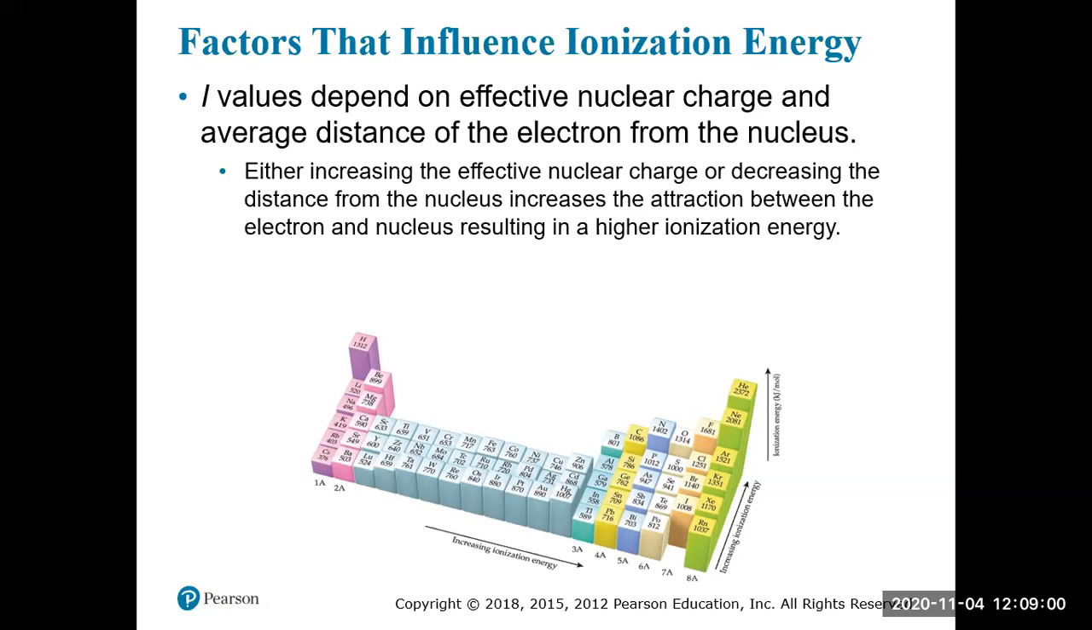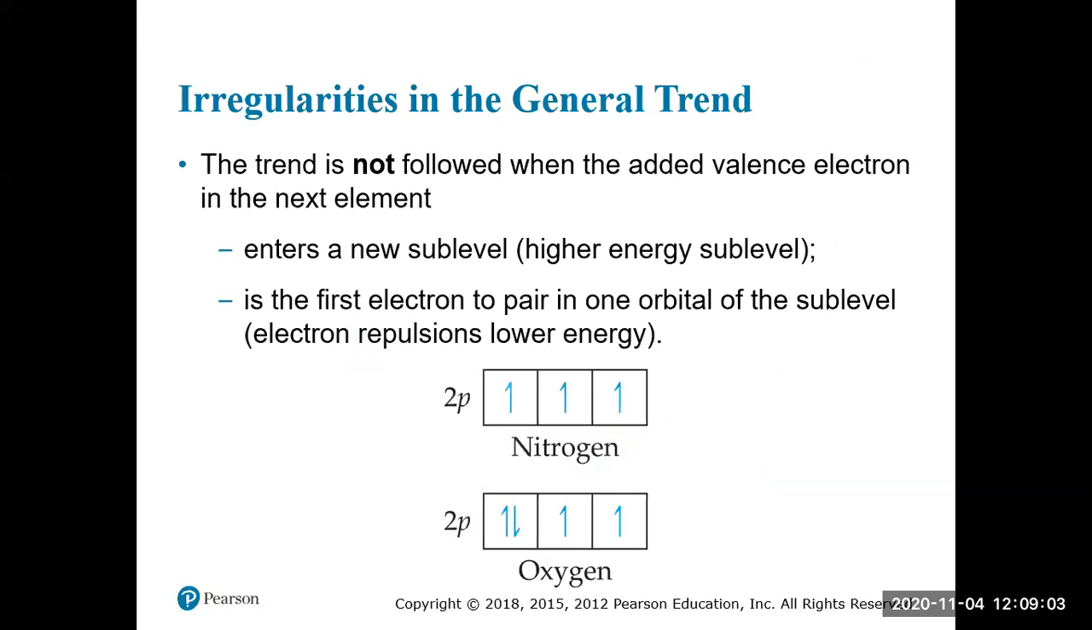So anyway, there are some irregularities in the general trend. The trend is not followed when the added valence electron in the next element either enters a new sublevel, in other words, a higher energy sublevel, or is the first electron to pair in one orbital of the sublevel. So in other words, that electron repulsion lowers the energy. And here's an example of that with nitrogen and then oxygen. So you see in oxygen, you're starting to get that pairing, and so that lowers the energy a bit.